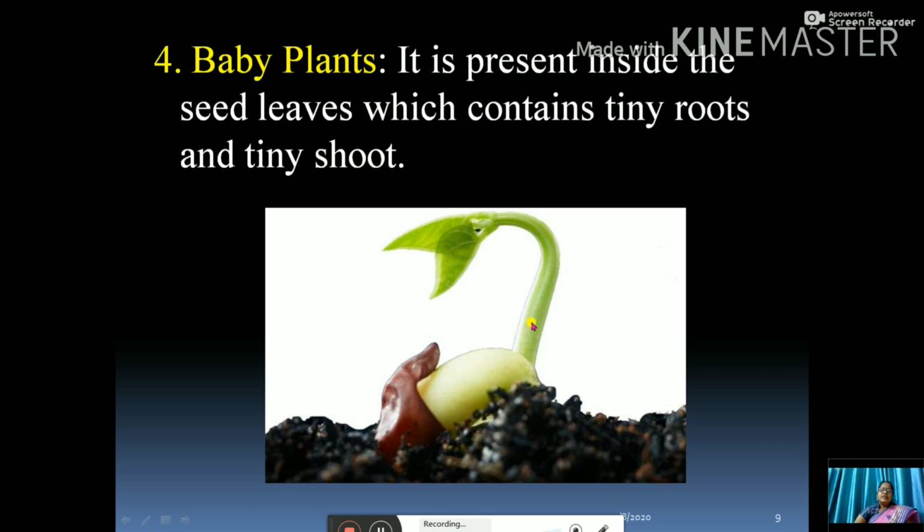Clear? These plants are taking their food from the cotyledons. It means cotyledons store the food for the baby plant, and this is showing you how germination starts from one seed.